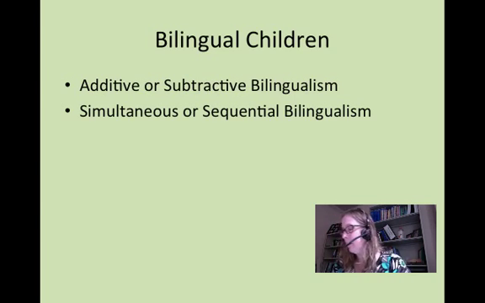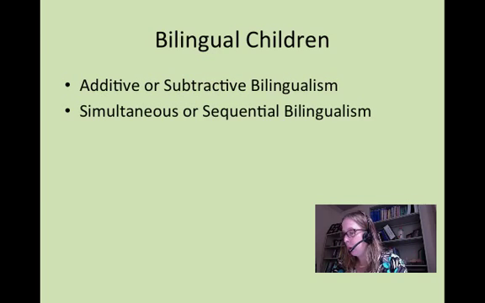Children can also become bilingual either simultaneously or sequentially. In simultaneous bilingualism, they're basically learning two languages at the same time. Okay? So they're learning both at the exact same time. So from the time they're born, they're brought home, perhaps, and they're taught both languages at the same time. Both English and Spanish are being spoken in the home regularly.